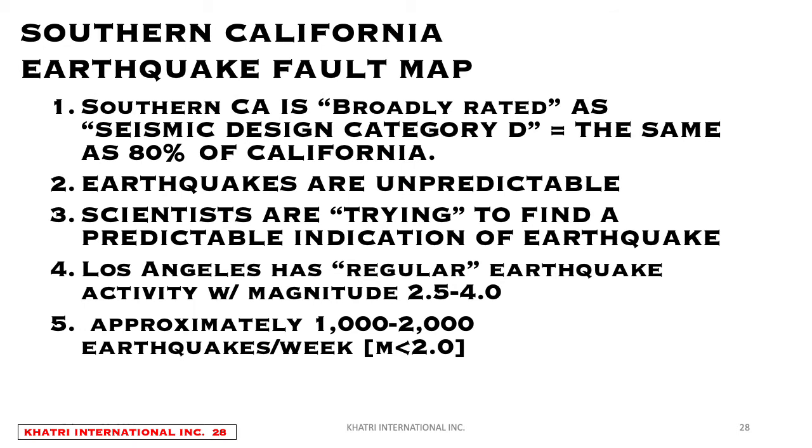The International Building Code has 6 categories of earthquake risk. They're rated A, B, C, D, E, F, with A, B, and C being the non-seismic zones. California is broadly rated in the category as a D, which is about 80% of the state. I'm not aware of any part of California that's a B or C. I don't think it exists. So you start from a D and you get progressively worse.